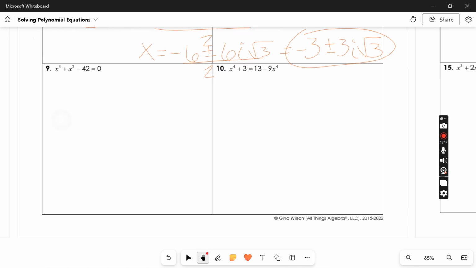All right, we're looking at number 9 now. Number 9 says x to the 4th plus x squared minus 42 is equal to 0.